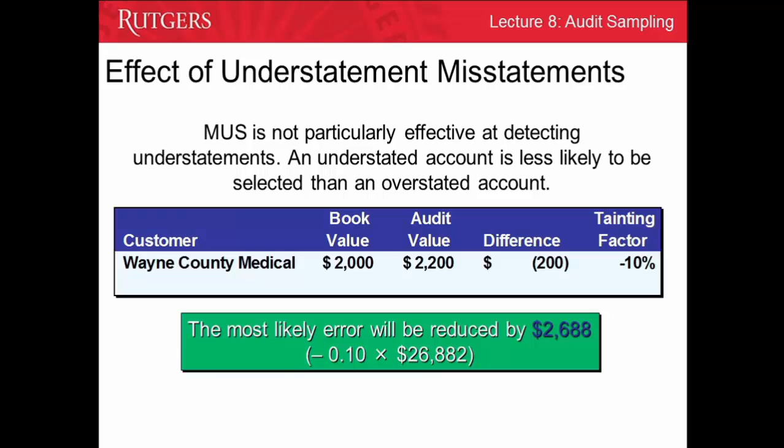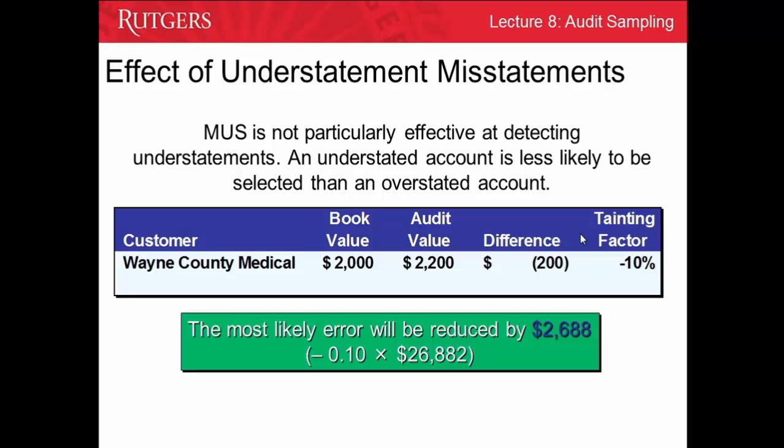When understatement errors are detected, different approaches can be used. For example, when understatements are entered into ACL, the ACL can adjust the total most likely error downward but doesn't adjust the upper error limit. For example, this table shows an example of the understatement misstatement.